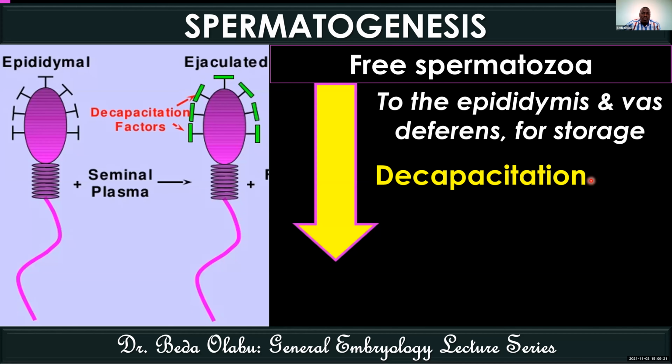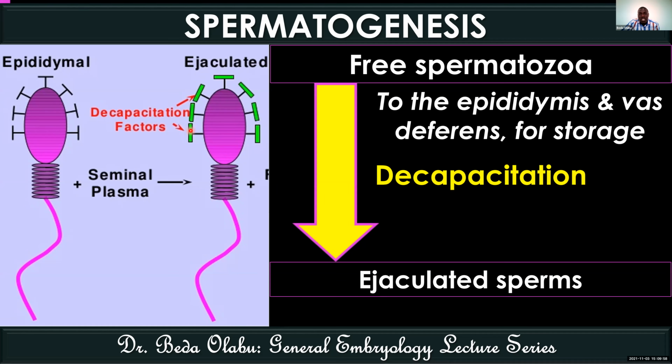So this decapacitation makes them a bit inactive. The sperms will be inactive. That does not mean that they can't be motile. They're still motile, except that the motility is not maximal. And of course, the identity molecules of the sperms have also been masked by the decapacitation factors. So sperms undergo decapacitation during their storage. Decapacitation occurs in the epididymis as well as the vas deferens.